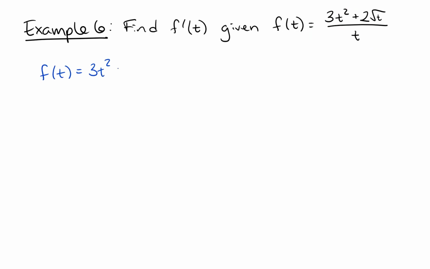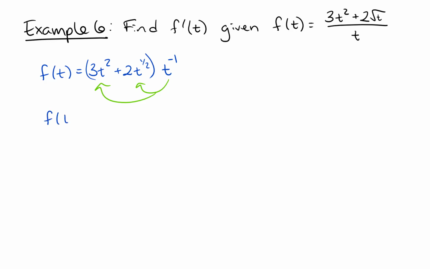So I can simplify this by saying that f of t is equal to 3t squared plus 2, and I'm going to write this as t to the 1/2 power rather than the square root of t, all multiplied by t to the -1 power. So notice I did not write f prime over here. That's because I have not taken any derivatives yet. I am just rewriting the original function.